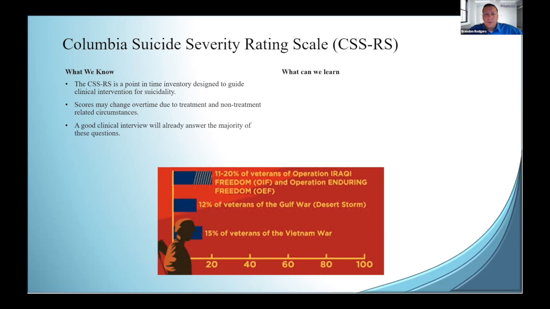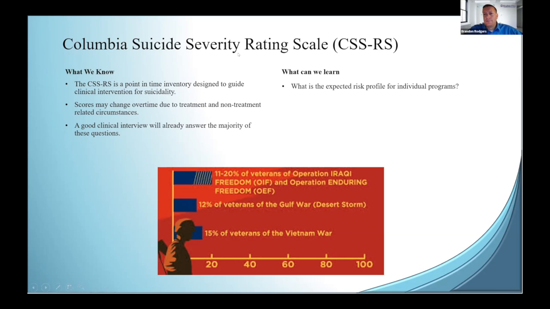A good clinical interview already answers the majority of your CSSRS questions. So while it's a form we fill out, when you're doing a good clinical interview and asking about certain things, you're going to find out the suicide risk. So we're asking questions like, have you ever had thoughts about suicide? And those things are going to come up in your clinical inventory.